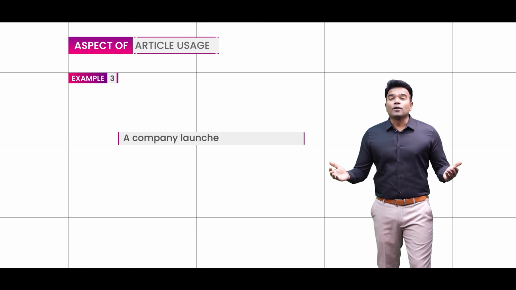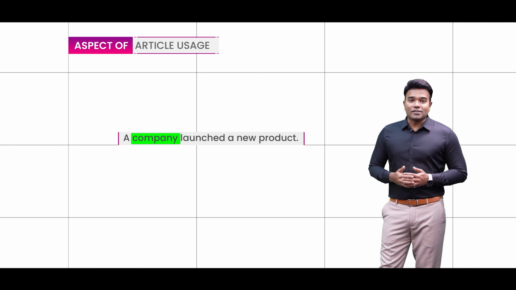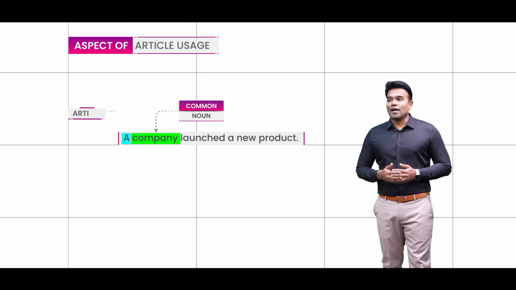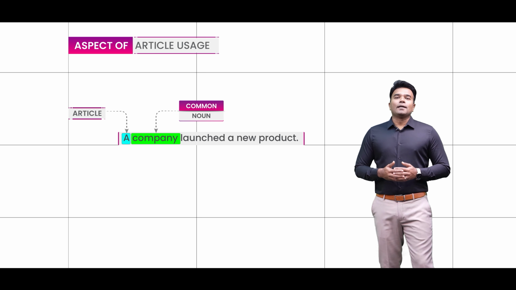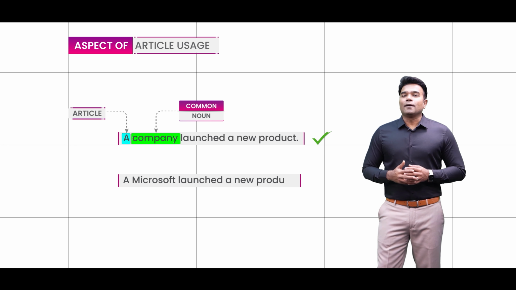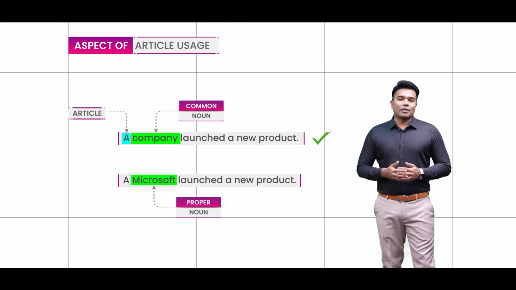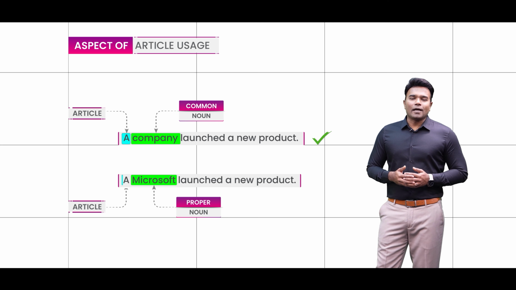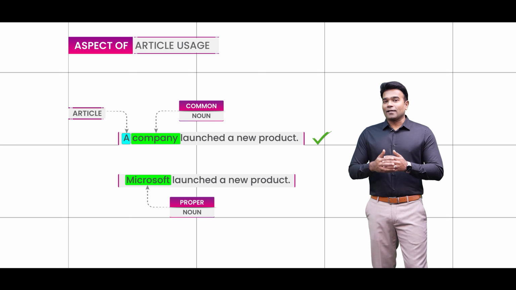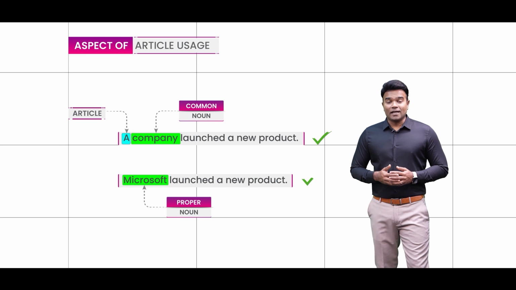A company launched a new product. Well, again here, company is a generic term and hence is categorized as a common noun, and the word a that is present over here happens to be the article in English. But then in case I happen to rewrite this sentence like this, a Microsoft launched a new product. Well, again here Microsoft happens to be the proper noun because we are referring to a specific company, but then this article a over here is making this sentence itself invalid, and the moment I remove the article from here, now the sentence Microsoft launched a new product definitely is a valid English sentence.